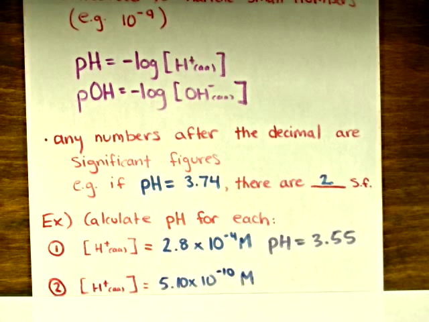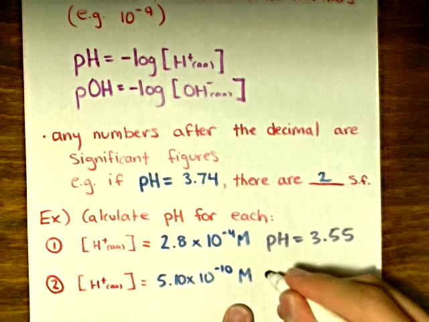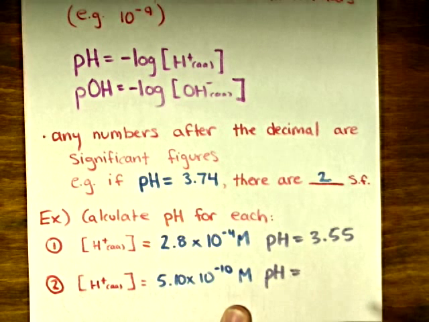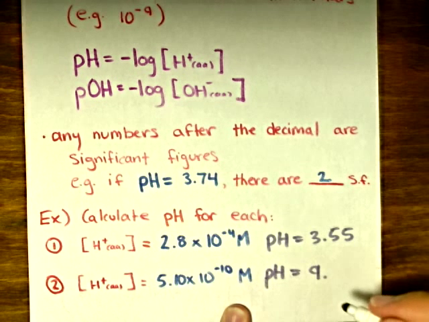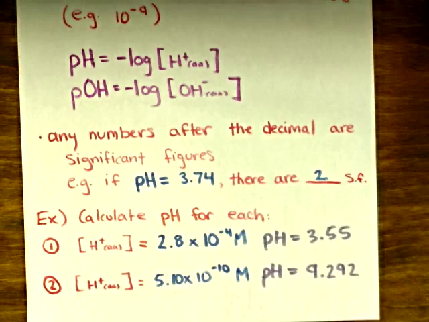And we'll do one more. We have a hydrogen ion concentration of 5.10 times 10 to the negative 10 moles per liter. Again, we just substitute that into the above expression for pH. If we do that, we will find that the pH is equal to 9.292. In this case, we have 3 significant figures in the pH value, because in the hydrogen ion concentration, we also had 3 significant figures.